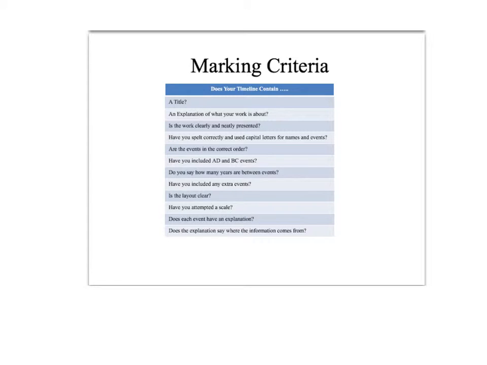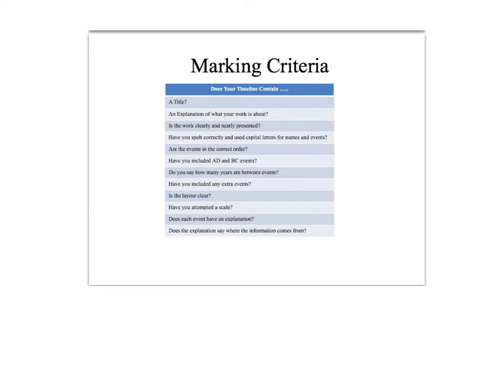Have you checked your work for literacy? Does the work make grammatical sense? Are you using capital letters for names and proper nouns? Have you actually got the events in the correct chronological order? Have you gone to the trouble to include BC and AD events in your timeline?